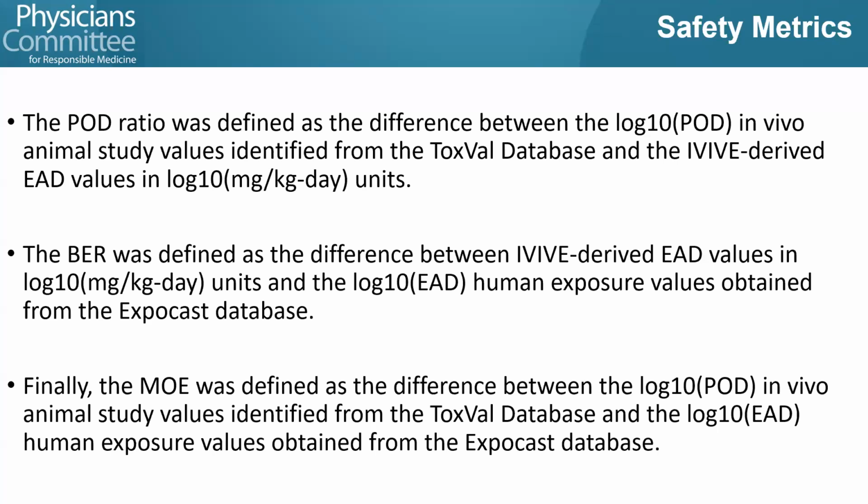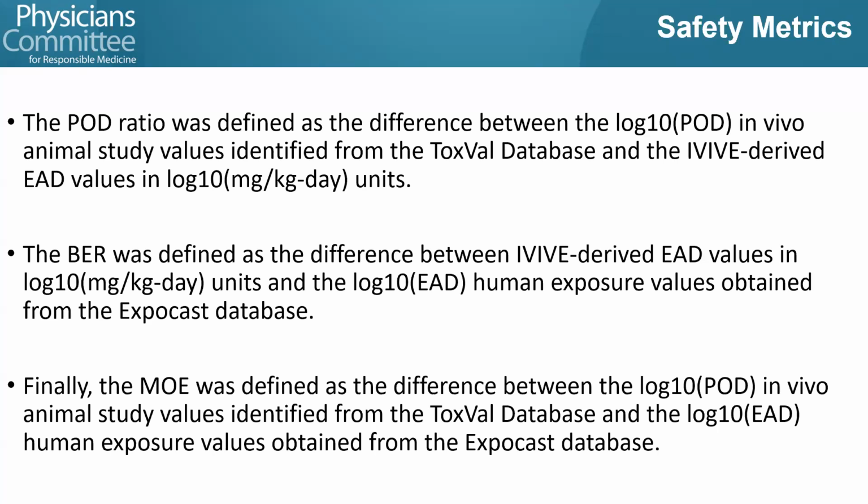So a negative log10 POD ratio indicates that the EAD that we have derived from the IVIVE is greater than the POD of the in vivo studies or animal doses, meaning that the animal study provided more conservative doses. However, wherever we were getting a positive POD ratio, that means that the EAD IVIVE was lower than the traditional animal study data, and the in vitro data was more conservative.